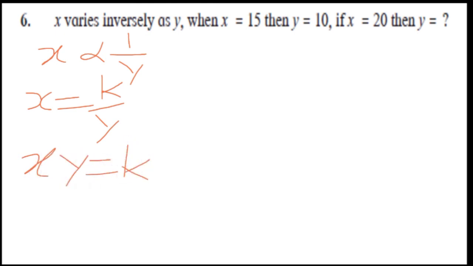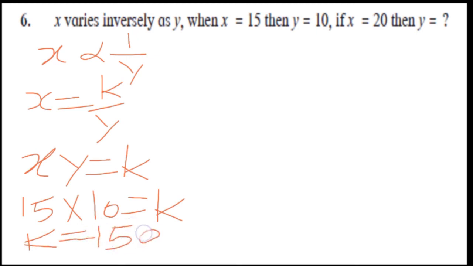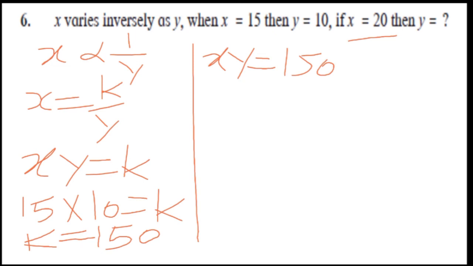Substitute the values of x and y. If x is 15, then y is 10 is equal to k. 15 tens are 150, therefore k is equal to 150. Equation of variation is xy is equal to k, therefore xy is equal to, substitute the value of k, 150. Here given x is equal to 20, substitute this value of x, 20 multiplied by y is equal to 150.